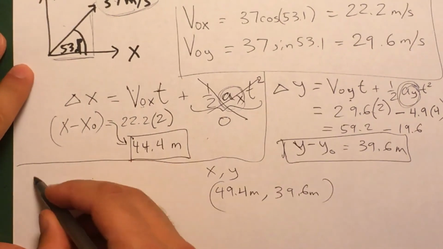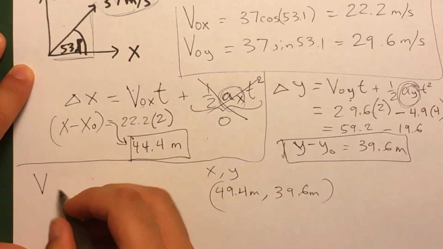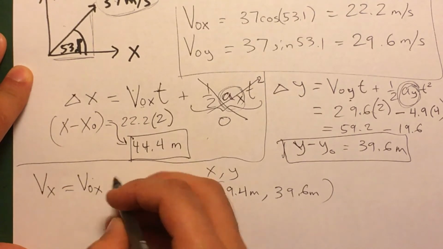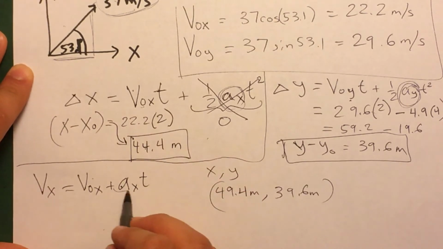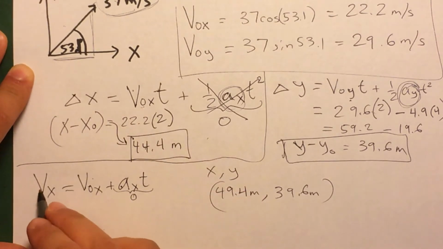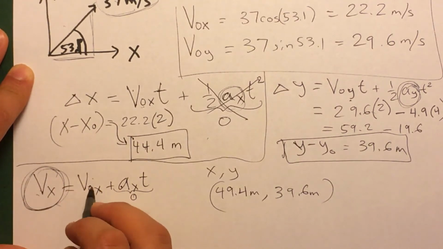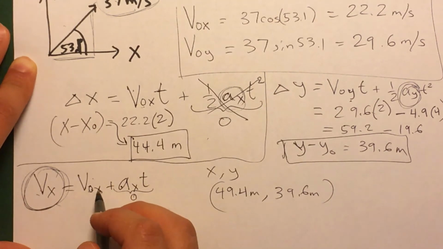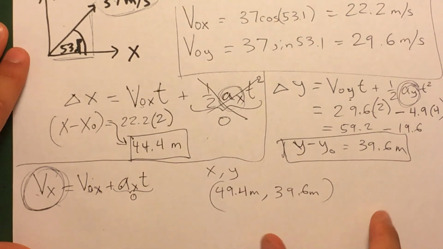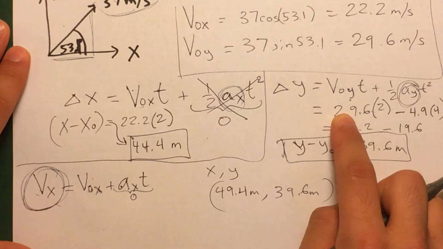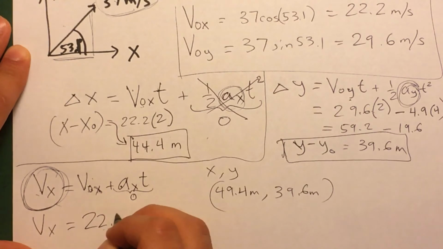You could use this other kinematic equation. If we want to focus on the x component of velocity at 2 seconds, then vx is equal to v naught x plus a x t. The x component of acceleration is 0, so we're left with vx equal to v naught x. The x component of velocity is equal to the initial x component of velocity, because as we said before, the x component of velocity is constant throughout the entire motion. So that makes vx equal to 22.2, same as the initial.